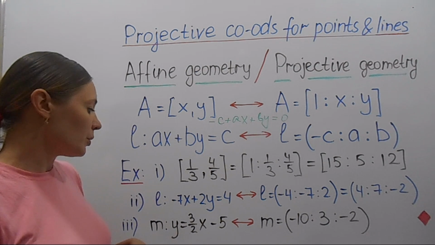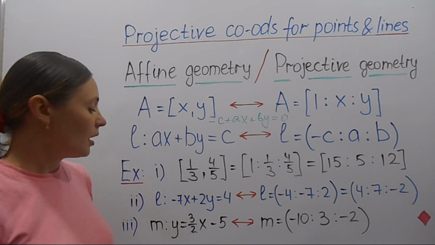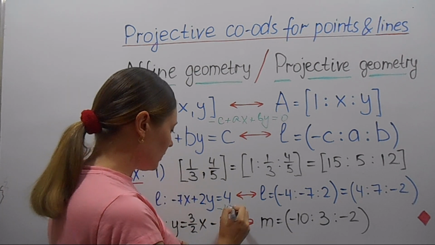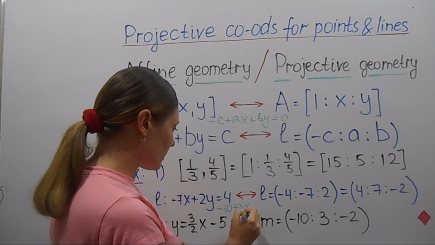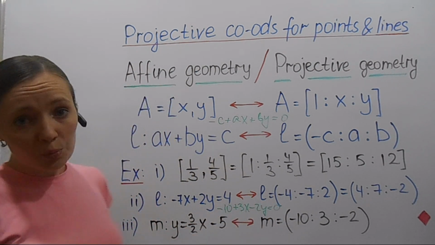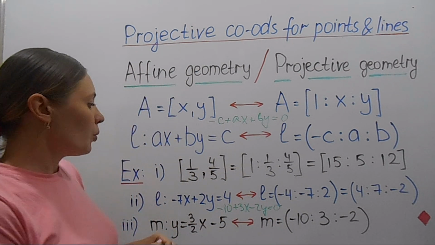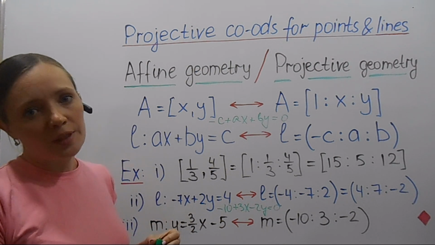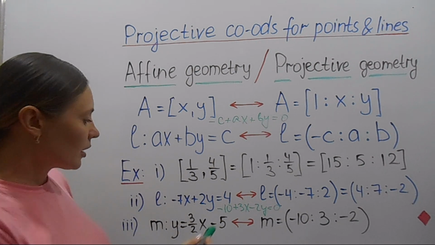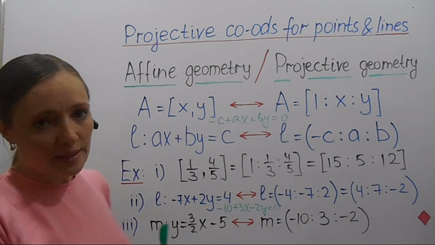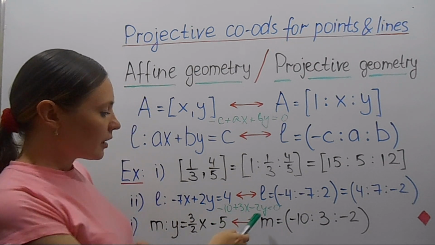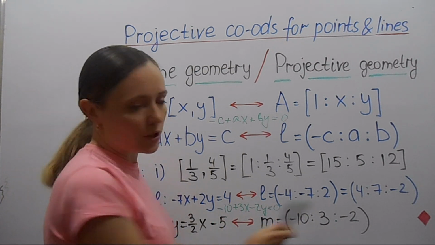And then we bring everything to one side to get minus 10 plus 3x minus 2y equals 0. Once we have this form, we can immediately write down what our projective form of this line is. It is 3 coefficients. The constant term is minus 10, the coefficient of x is 3, and the coefficient of y is minus 2.